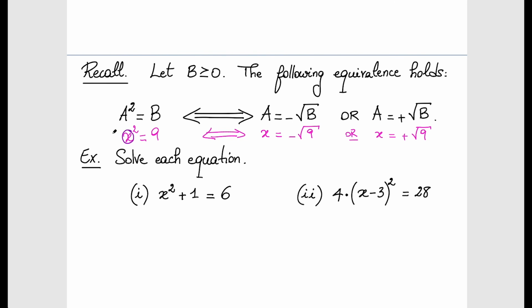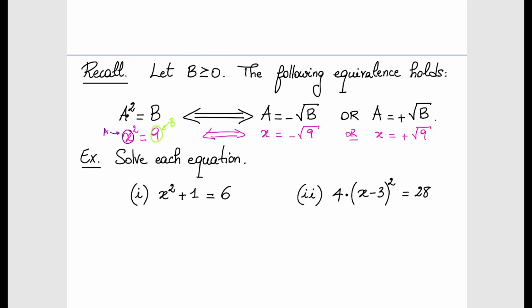The x is the a, and the 9 is the b. Correct? Just direct comparison allows you to see that the a is x and the b is 9.